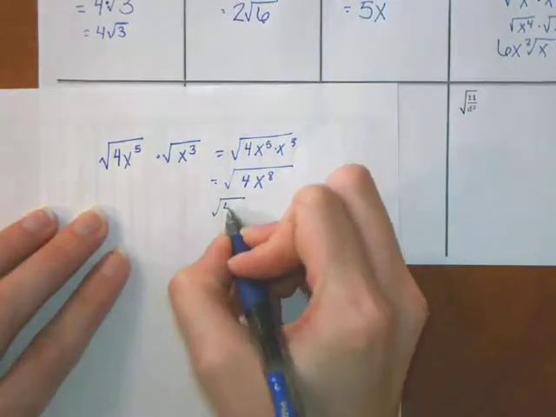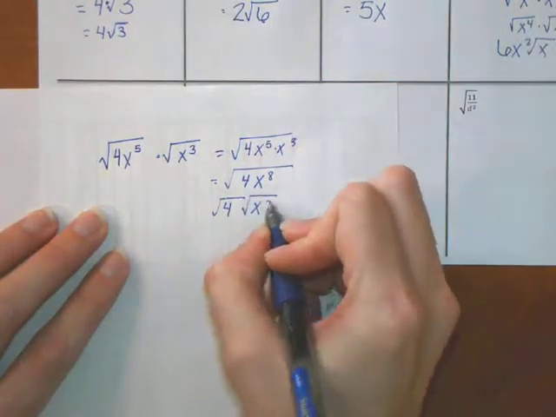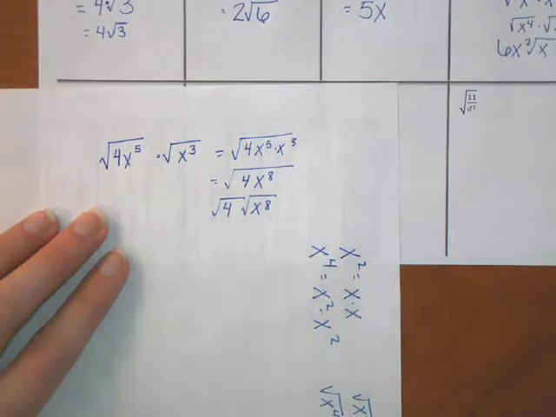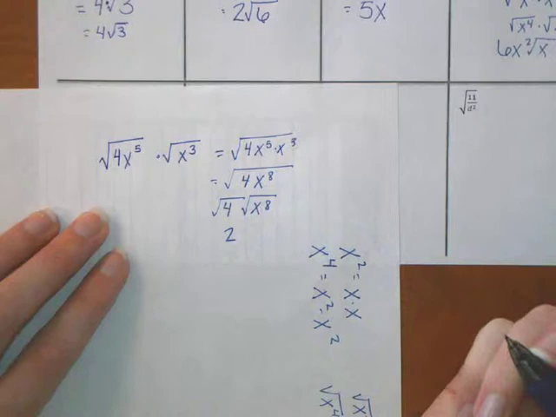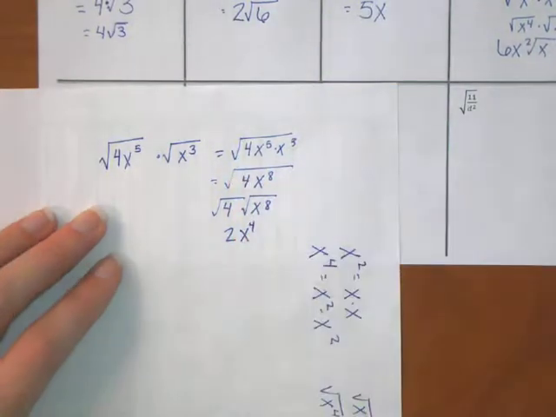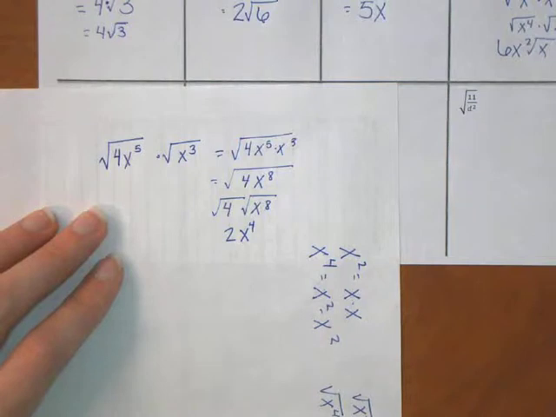So this is the square root of 4 times the square root of x to the 8th. What's the square root of 4? 2. What's the square root of x to the 8th? x to the 4th. All right?